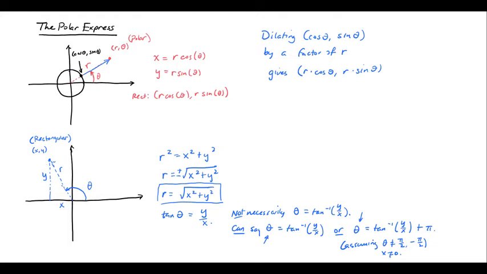All right, so my polar coordinates for this point are going to be the square root of x squared plus y squared, and then the appropriate theta. I'm just going to put theta there and point you to this little bit of problem solving that we have to do here.